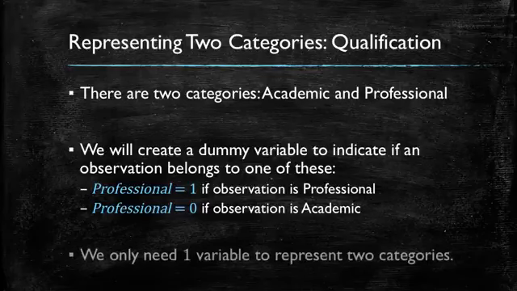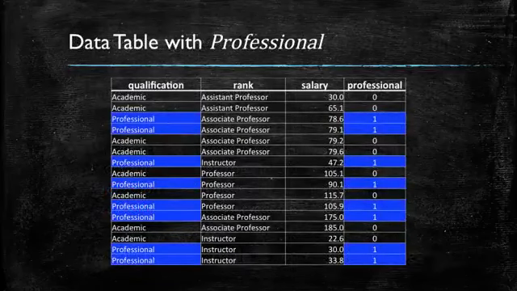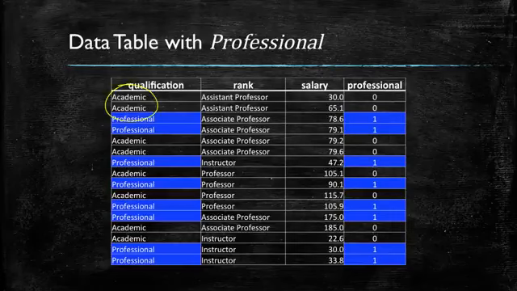Note that we only need one binary variable to represent two categories, because the professor is only going to be in one of these two categories. It's either going to be a 1 or a 0. Once we convert our categorical variable into a dummy variable, in this case we took qualification and, based on the values, constructed the dummy variable professional, we see that whenever qualification is academic, we have a no or a 0 for professional. Conversely, when qualification is professional, we have a 1 for professional.